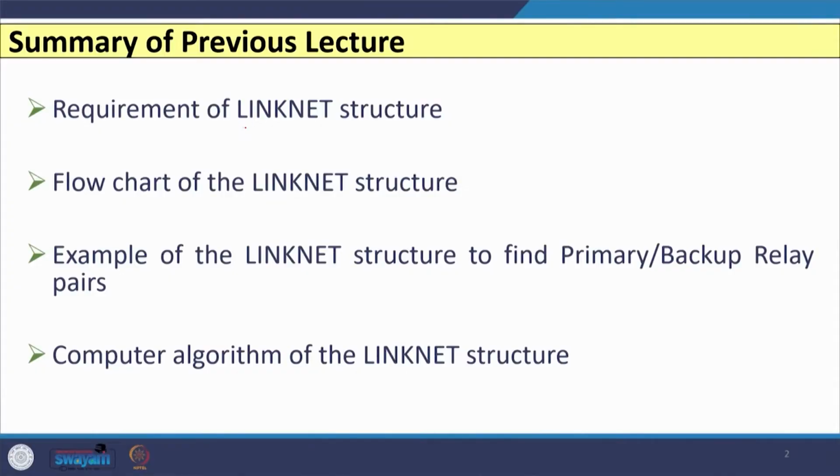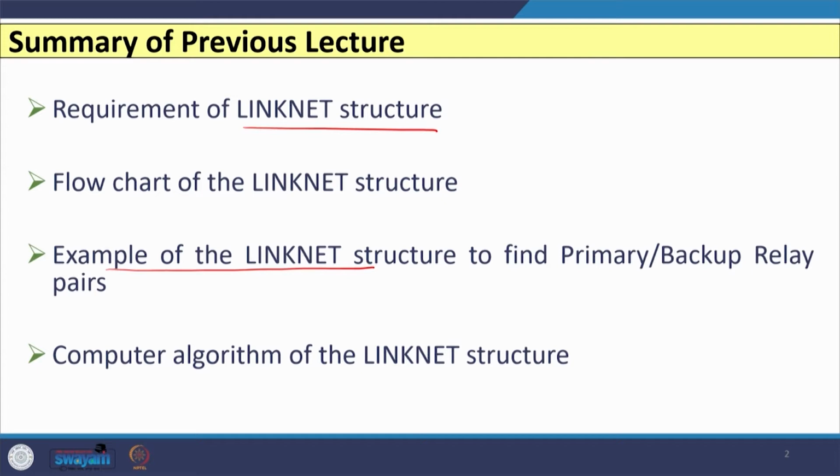Hello friends. In the previous lecture we discussed the requirement of the linked net structure, and we discussed that two algorithms are used in it. Algorithm 1 is used to prepare the table which shows the various parameters like the next and far, and algorithm 2 is used for the determination of primary backup relay pairs.